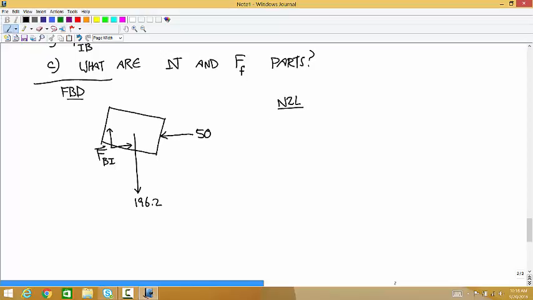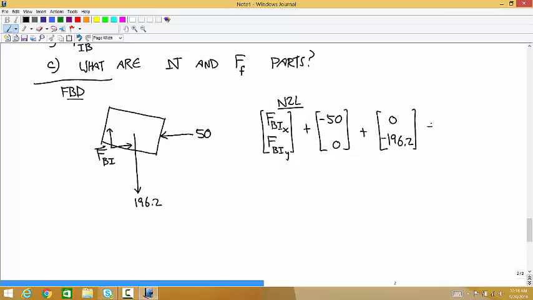So Newton's second law says the sum of forces, I'll break it up into components. Plus negative 50, 0. Plus 0, negative 196.2 is equal to zero. And so the force on the block by the incline is equal to positive 50, positive 196.2.